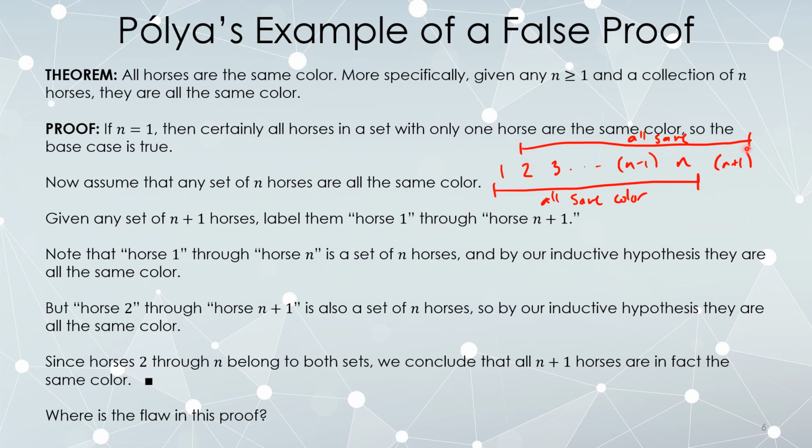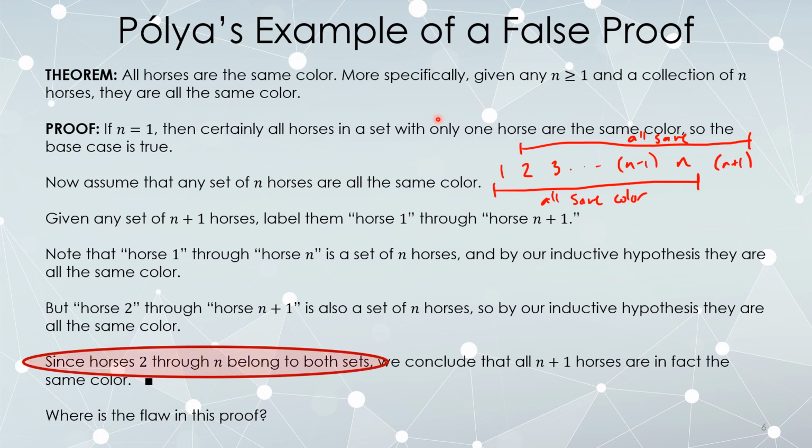But horses 2 through n plus 1 are all the same color because this is also a set of n horses. And if these are all the same color, and if these are all the same color, then overall everything from 1 to n plus 1 was the same color. So everything in this collection must have been the same color, and this was an arbitrary collection of n plus 1 horses. But again, there's got to be a flaw. Where is it? Think about this for a minute. Where could the flaw in this proof be?